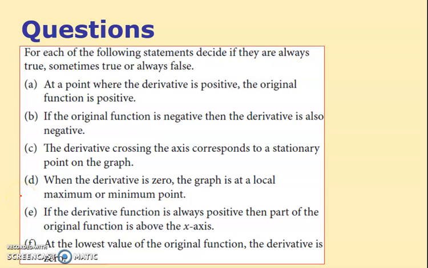Some questions for us to think about, and maybe I'll leave you to finish these off after I've started you off. Decide whether these statements are always true, sometimes true, or always false. So the first statement says, at a point where the derivative, remember the derivative really means gradient, is positive, the original function is also positive. I think that might be true, but not always true.